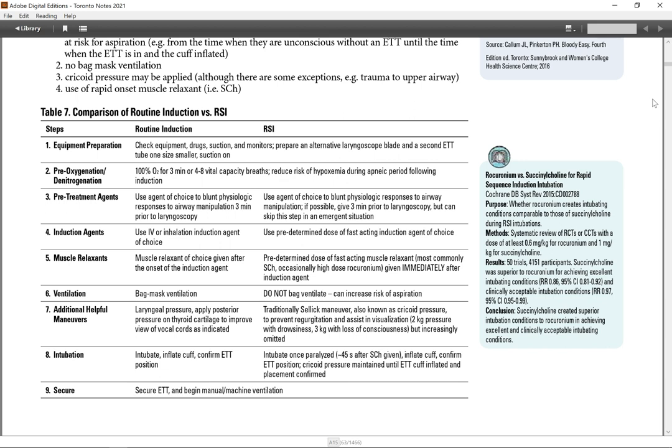Step number 9, secure. Routine induction and RSI are the same. We secure the ETT and begin manual machine ventilation.